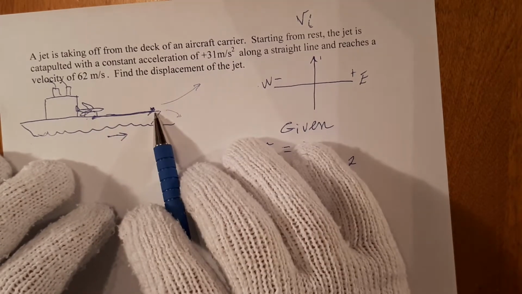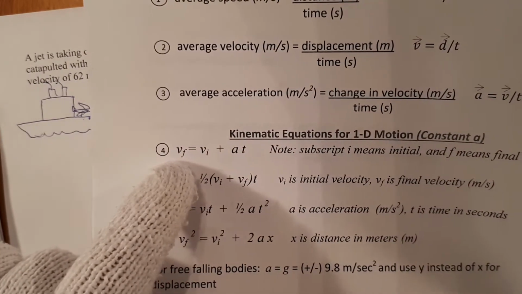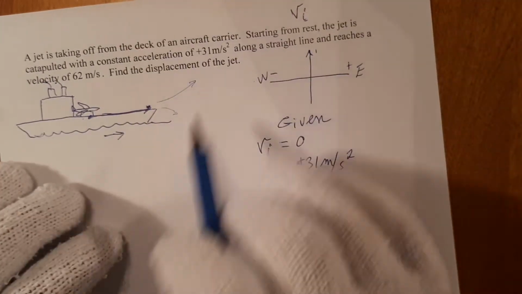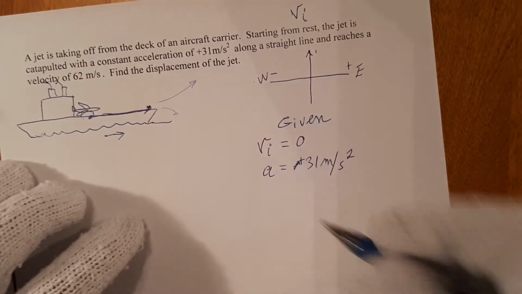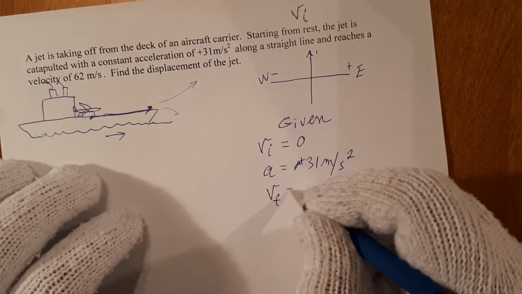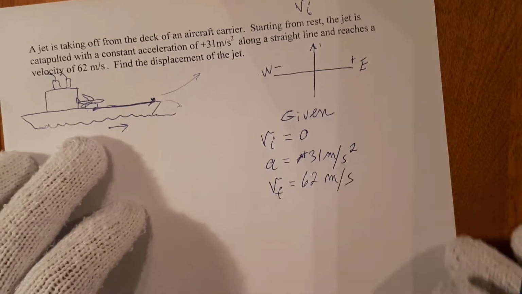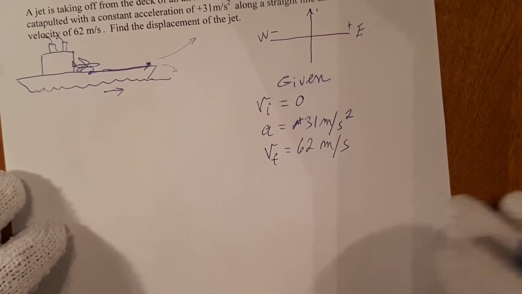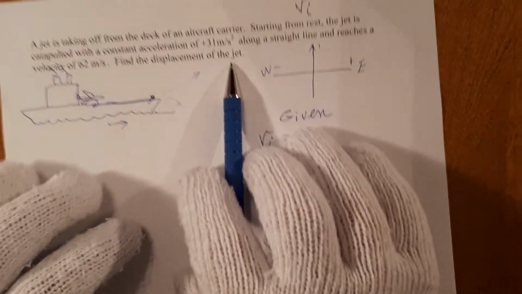Its final velocity then, in terms of our equations, Vf is final velocity. That's what this represents. It reaches a final velocity of 62 meters per second. So final velocity, little letter v, is equal to 62 meters per second. And it says here, find the displacement of the jet.